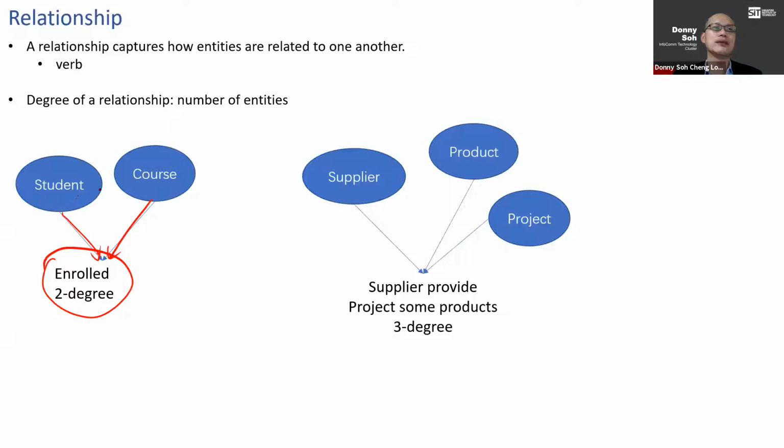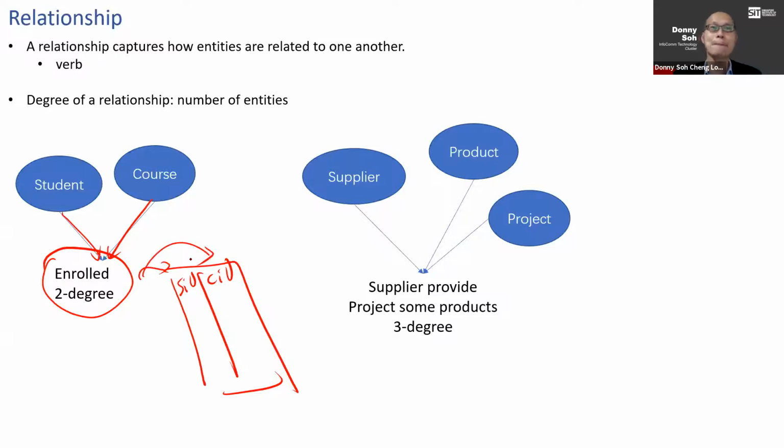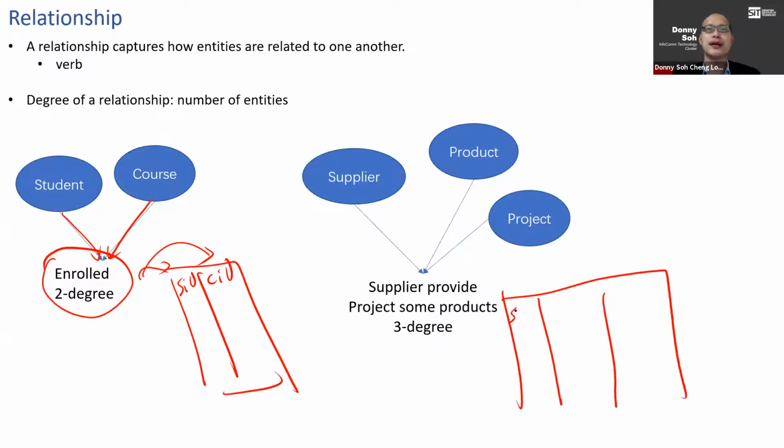So every student and course will be in this way, SID, CID. So this 2-degree will then correspond to the two attributes over here. Similarly, if you have a relationship with 3, you may have SID, product ID, project ID. So in this relationship, it is of 3 degrees. So it will not be surprising that you will need 3 attributes in that table. So that's why we say that the degree of a relationship will infer the number of entities in that table.